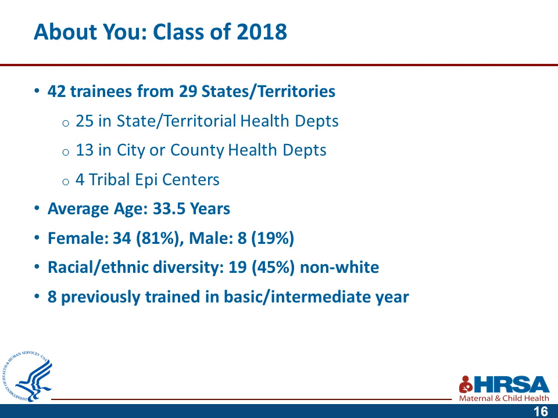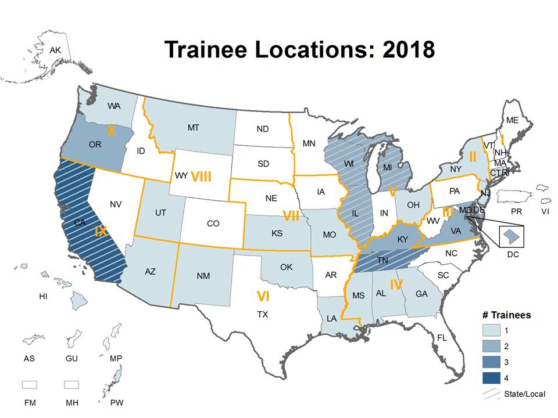And we have a lot of diversity as well. And we have 8 previously trained folks that are coming back this year who may have done a basic or intermediate in a previous year. And this map really shows where you're all located across the country, coast to coast, in every HHS region and as far as Palau. 10 states have multiple representatives, as many as 4 in California. We also have 5 states indicated by the hash lines that have trainees at both state and local levels, which we really like to see to help foster that collaboration and synergy at state and local levels.